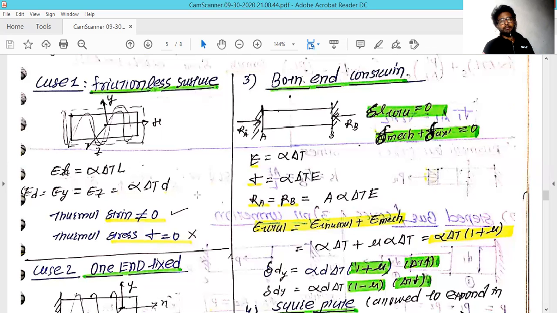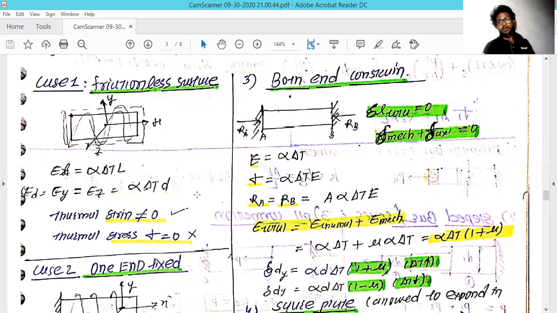If we try to push away the wall, we know Newton's third law: each and every force has an equal and opposite reaction. So that fixed wall tries to apply the same amount of force on the rod itself. Because of that, after the rod expands, if the wall is not going to move, compressive forces are generated inside the rod, and it starts bulging in the diameter direction. So in this condition there will be no change in the length.